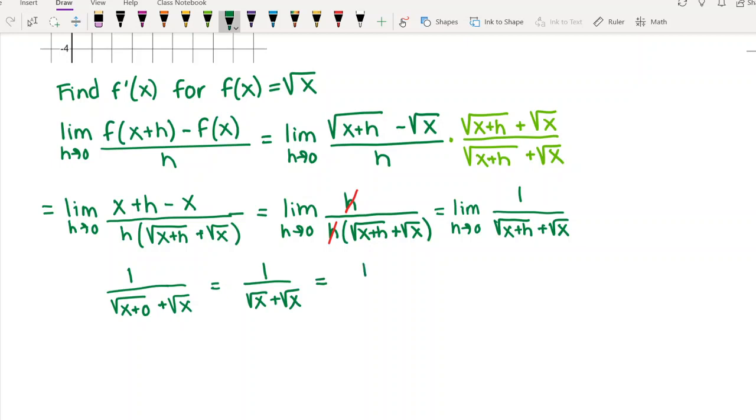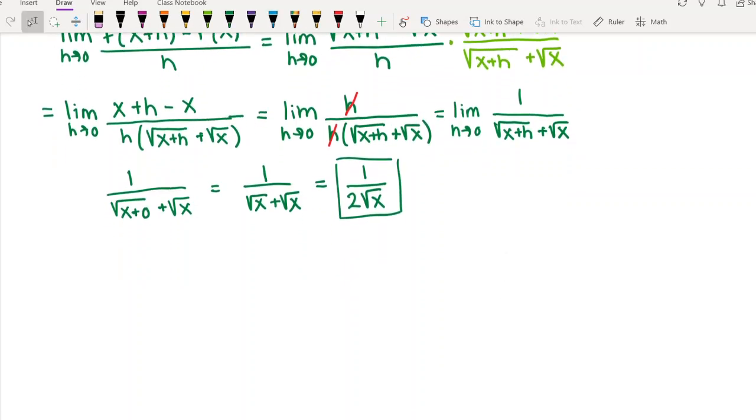And a nicer way to write that would be 1 over 2 times square root of x. So that's our answer. So our derivative in this case is going to be f prime of x is equal to 1 over 2 root x.